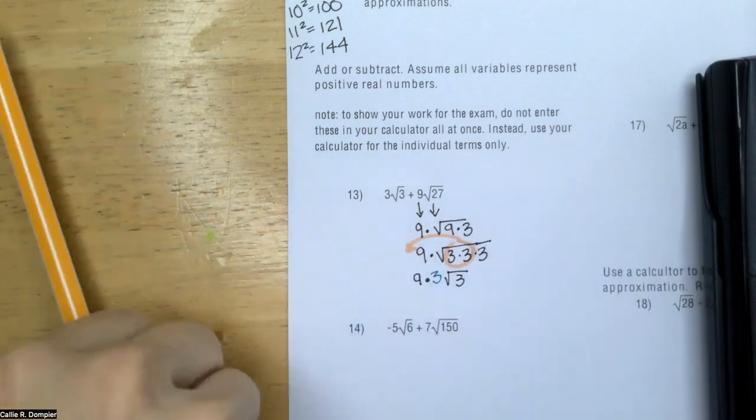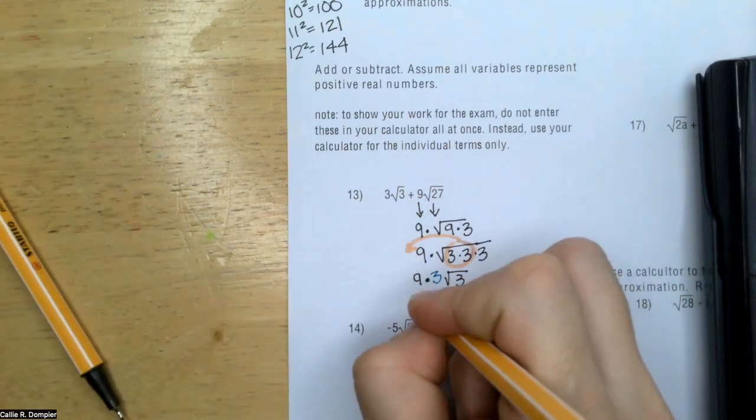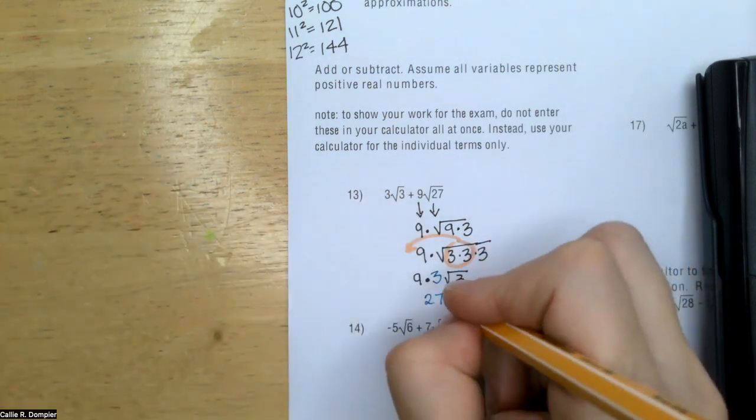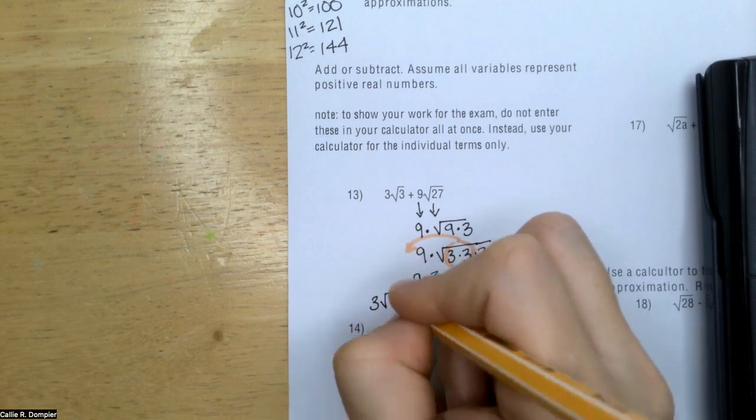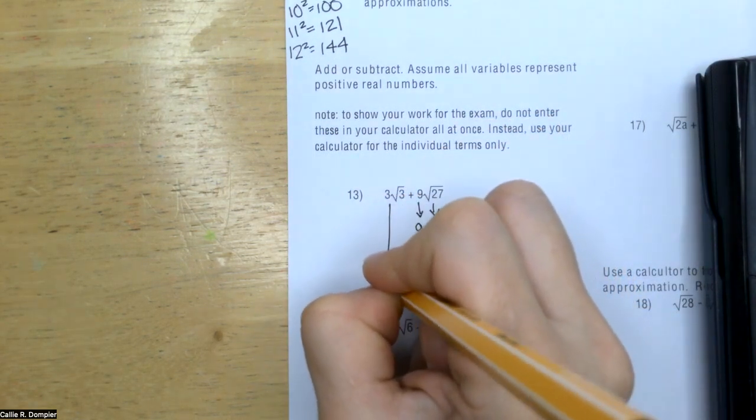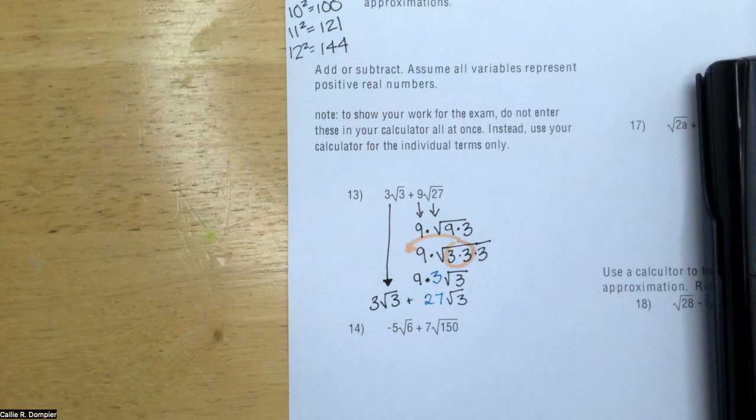9 times 3 is 27 square root of 3. We haven't done anything to that other term, so we're just going to bring it straight down. Now we have something that looks like that first page. 3 square root of 3 plus 27 square root of 3.